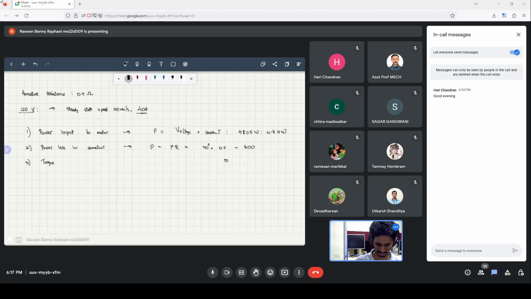That means the net power we have, okay, yeah, I'm so sorry. The torque is pretty obvious. Yeah, the net power loss is 800 watts.